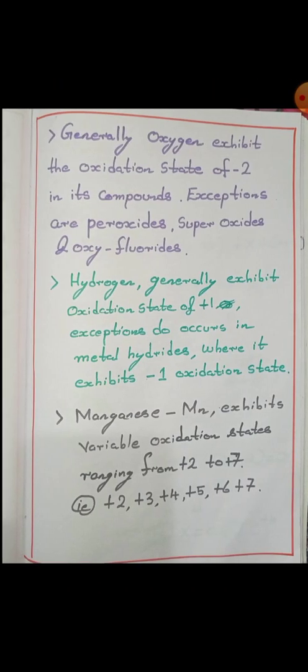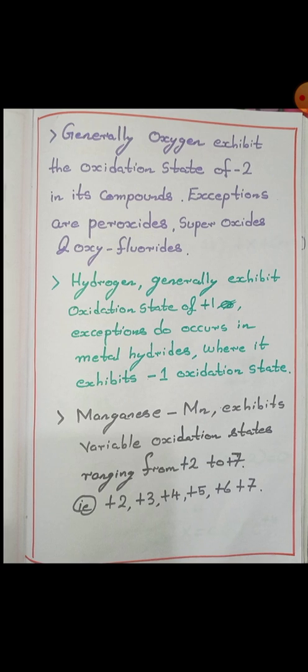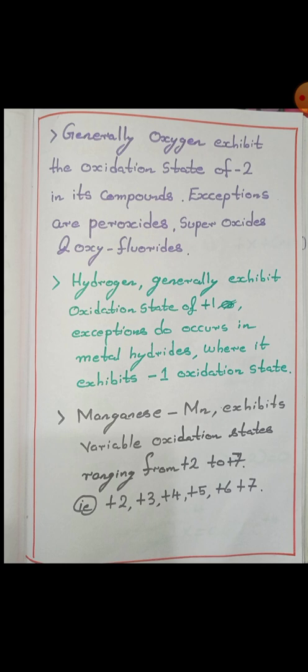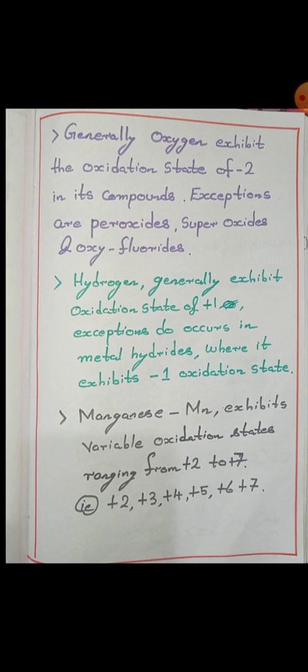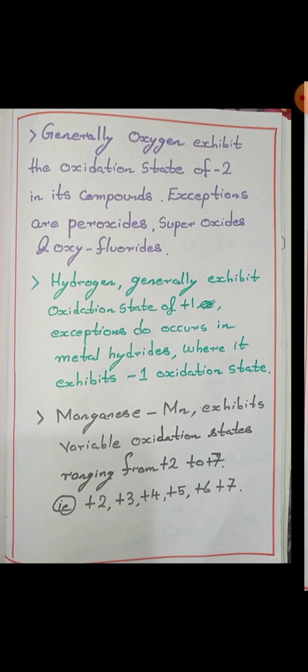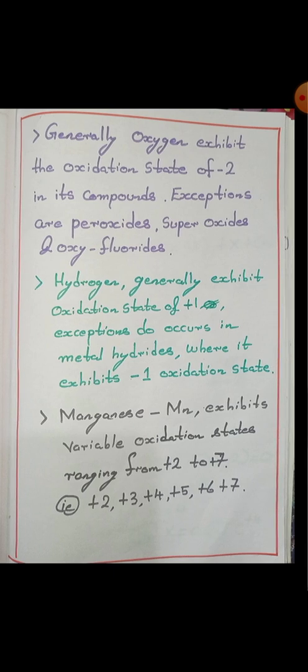Generally, oxygen exhibits the oxidation state of -2 in its compounds like water, carbon dioxide, etc. However, exceptions do occur in the case of peroxides, superoxides and oxyfluorides. Hydrogen generally exhibits an oxidation state of +1. However, exceptions to this +1 oxidation state occur in the case of metal hydrides such as lithium hydride, calcium hydride, sodium hydride, NaH, where it exhibits -1 oxidation state.